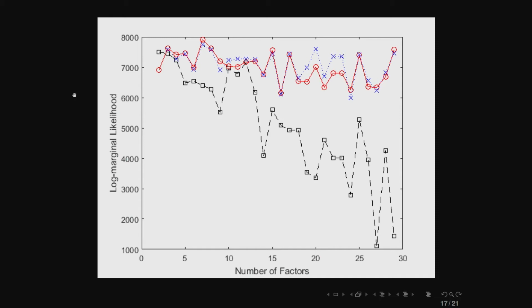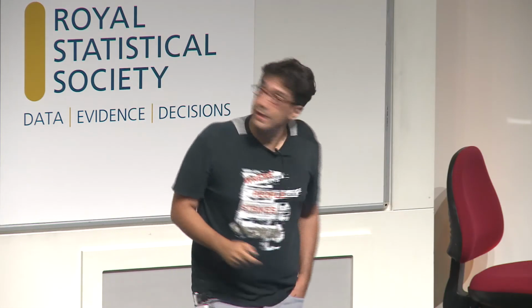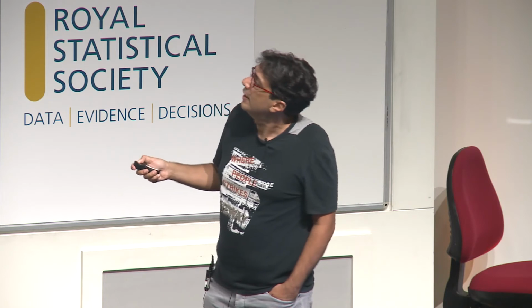The other one, the black one, is something that the referee insisted that we should compare with, the independent factor model. And the independent factor model does well with 2 factors, and then everything is noise. And if you go up to 29 factors, it performs really poorly. Okay, so in terms of predictive ability, it's worth using a multivariate factor model rather than an independent factor model. In terms of computational complexity, this is what we achieve with the Metropolis instead of the Gibbs step.